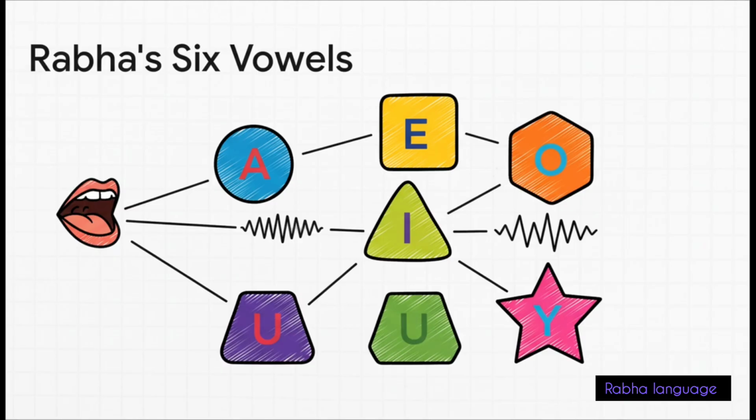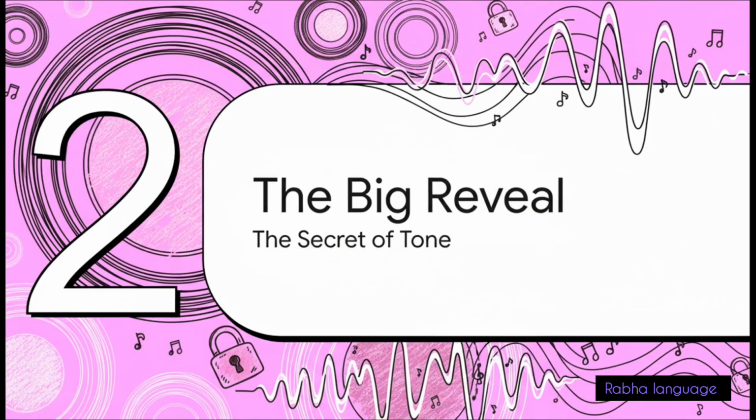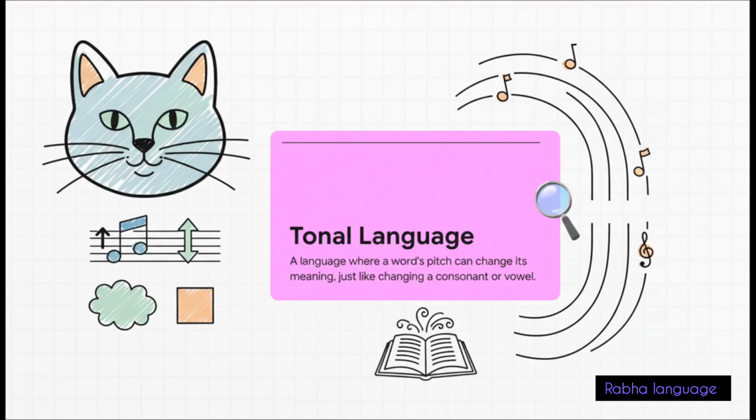But here's the thing. Everything we've looked at so far, that's just the surface. There's a whole other layer to this code, a secret that's hidden in plain sound. That's right. Rabha has this secret layer of meaning that most of us English speakers, well, we never even think about it. And that secret is tone. Okay, so what exactly is a tonal language?